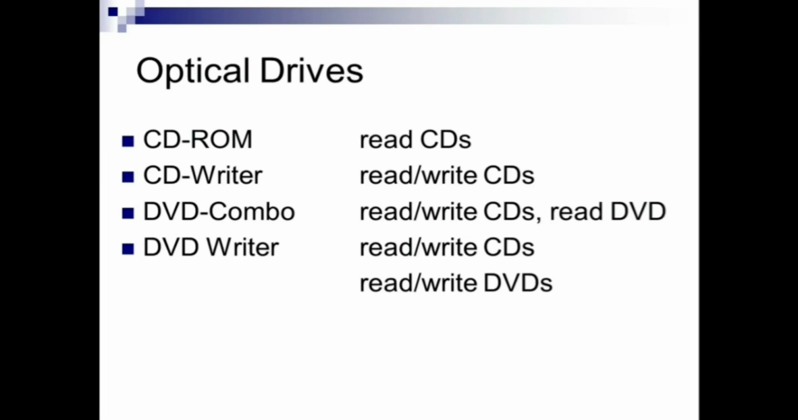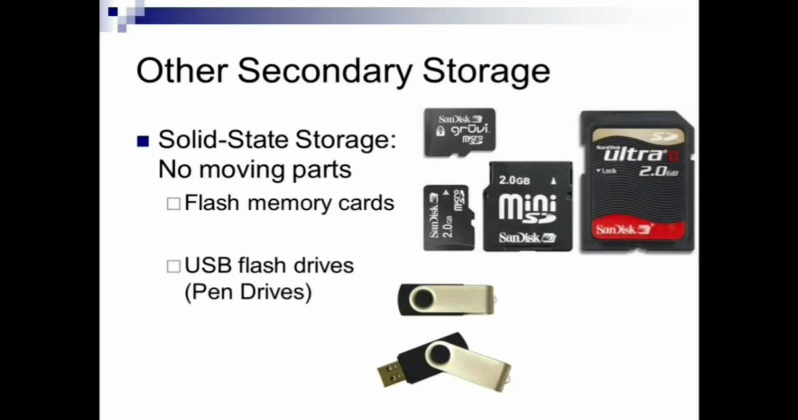Now optical drives. Optical drives can be CD-ROM. They can read CDs. Then CD writer. They can read-write CDs. Then DVD combo. They can read-write CDs as well as they can read DVD. Then DVD writer can read-write CDs or can read-write DVDs. Other secondary storage devices are solid state storage like flash memory cards or USB flash drives or pen drives.